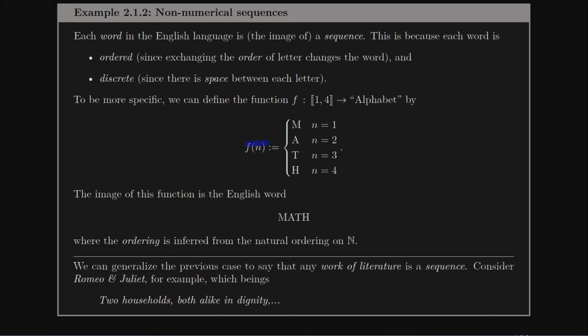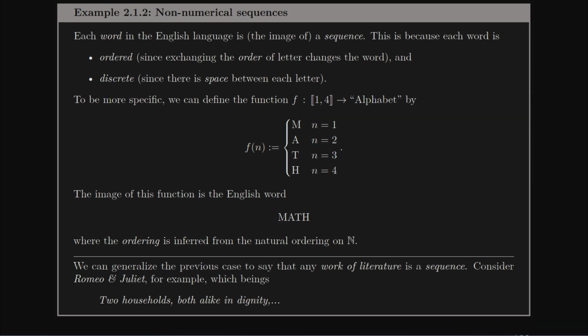I could define my sequence, which really is the rule of the function. So I define f of n: it's equal to m when n is equal to 1, a when n is equal to 2, t when n is equal to 3, and h when n is equal to 4. So we think about this as a map from the number 1 to m, from 2 to a, from 3 to t, and from 4 to h. And because we've given it an ordering, the sequence is interchangeable with the English word math.